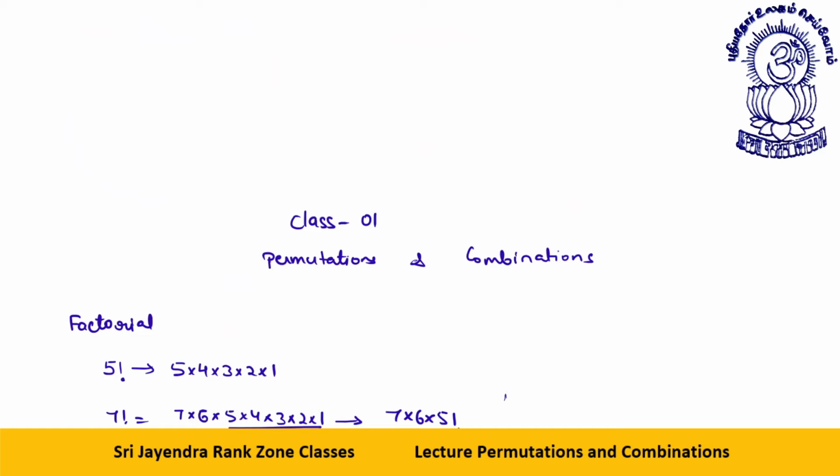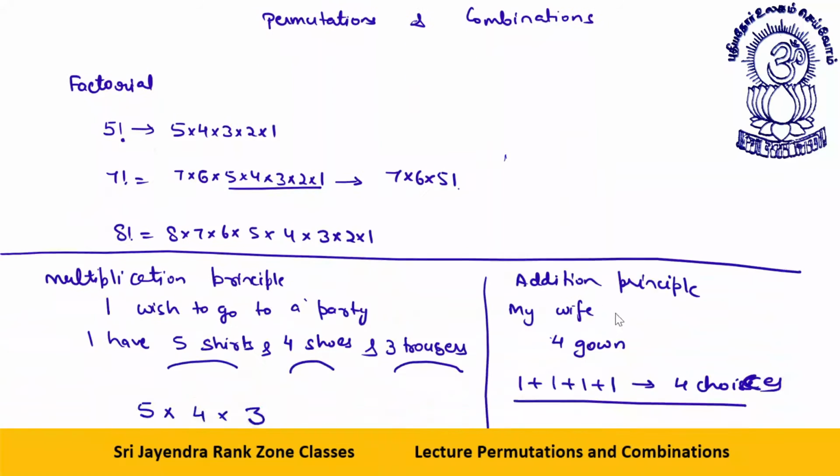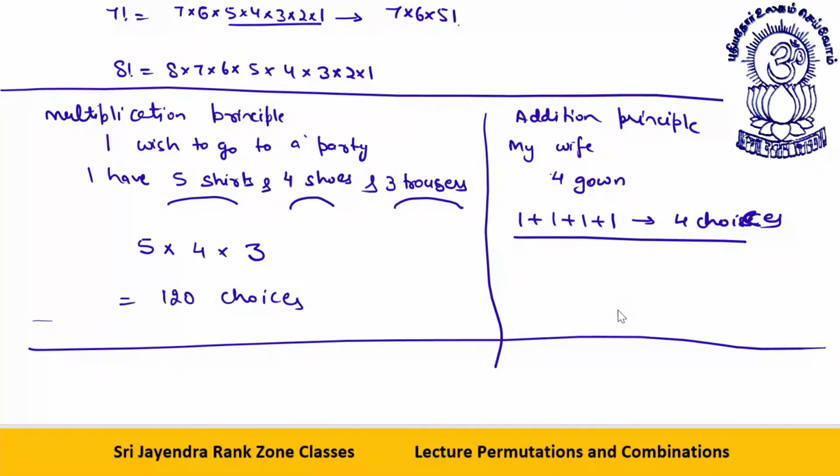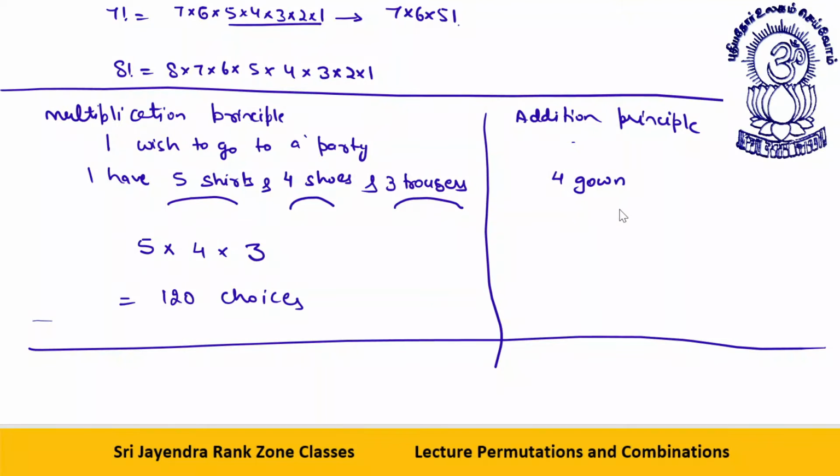To explain this concept to you in more detail, I can take one more good example. This was the multiplication-addition principle. Now suppose I plan to gift one piece of clothing to my brother.